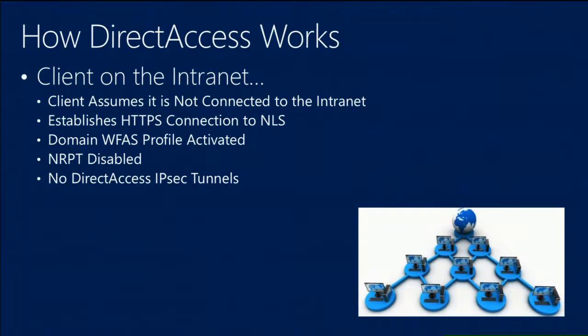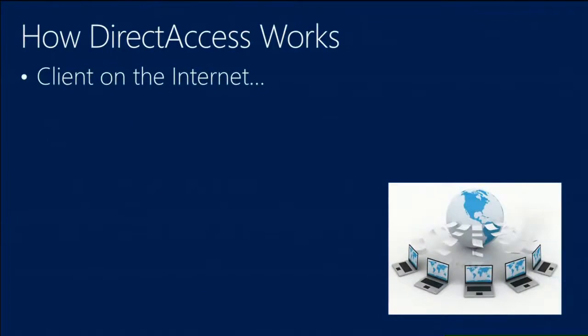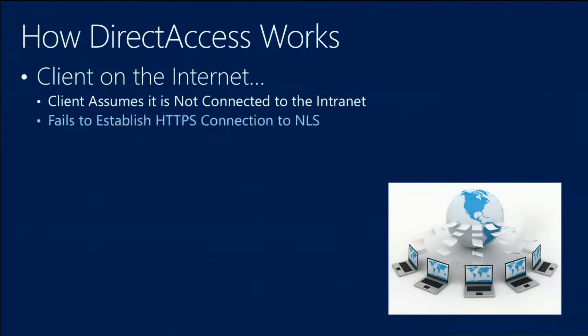I'm on the network. So if the client is now on the internet, the first thing it's going to do is assume it's not connected to the internet, and it's going to attempt to contact the network location server. The network location server is exempted from the name resolution policy table. So anytime the client tries to resolve the name of the network location server, it will do so directly to the DNS servers that are configured on its adapter. So that's going to go out to the internet. In this case, it's going to attempt to resolve that name, and it's not even going to get a name back, right? So it's not going to be able to connect. It won't get a name.